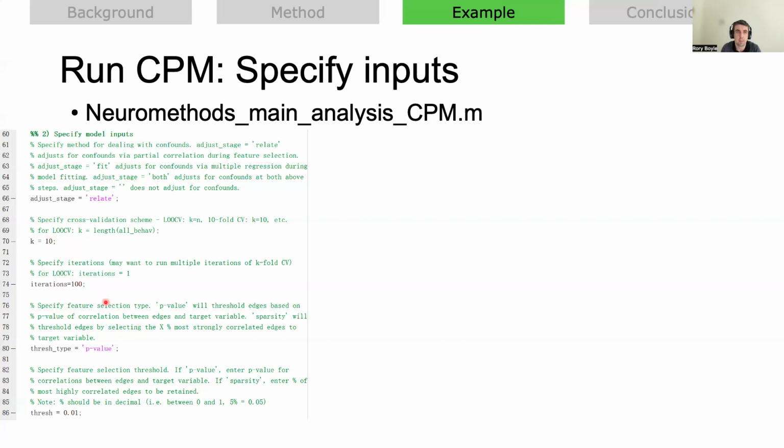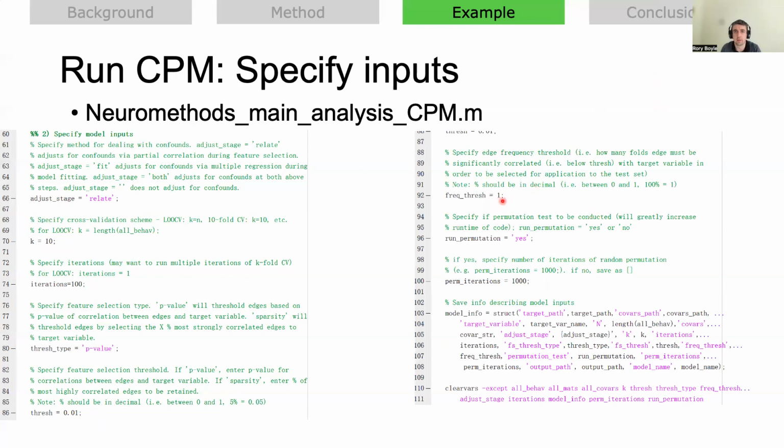You then specify the number of iterations you want to run. We are running 100 iterations of 10-fold cross-validation. If you're running leave-one-out cross-validation, iterations should be equal to 1. There's no benefit to running multiple iterations of leave-one-out cross-validation. You then need to specify your feature selection type here, so thresh type. We're using a p-value threshold, so we enter p-value. If you want to use sparsity, enter sparsity. And then you enter your threshold for feature selection or edge selection. We are using a p-value threshold of 0.01, so that's entered here.